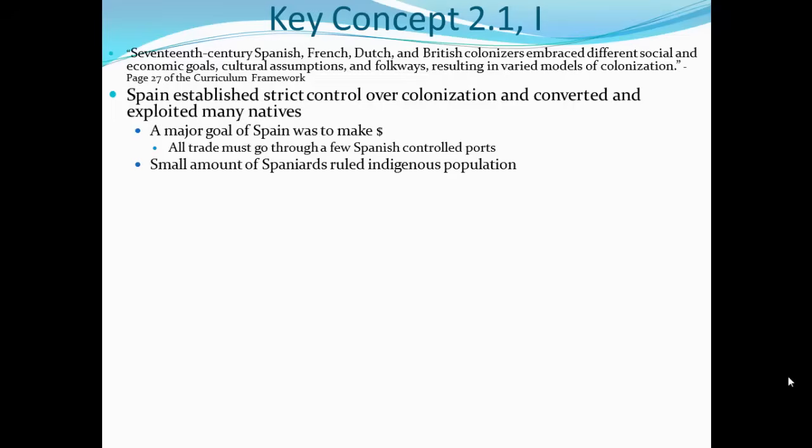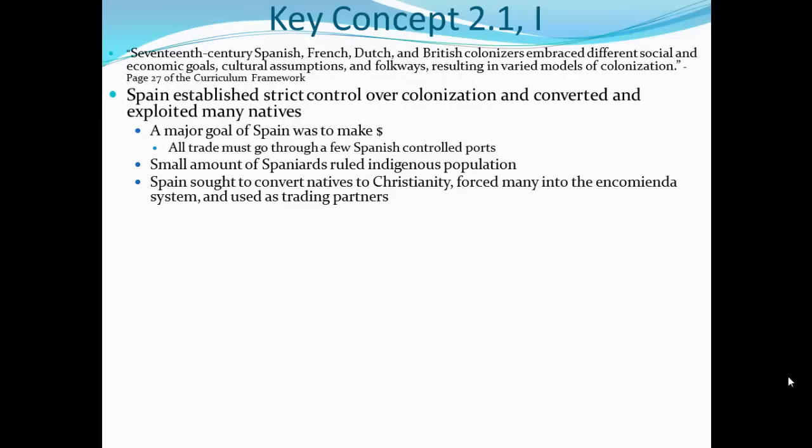And there was a small amount of Spaniards that ruled the indigenous population. Spain sought to convert natives to Christianity. That was very important for the country of Spain. They wanted to convert natives to Christianity, specifically Catholicism, and they forced many into the Encomienda system and used them as trading partners. If you want more info on the Encomienda system, please check out my video on that in the description as well.